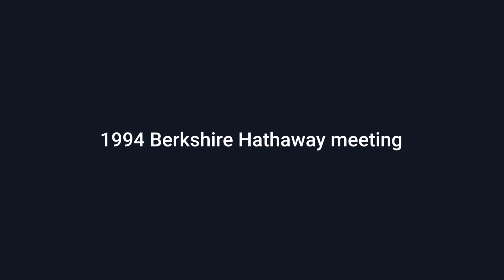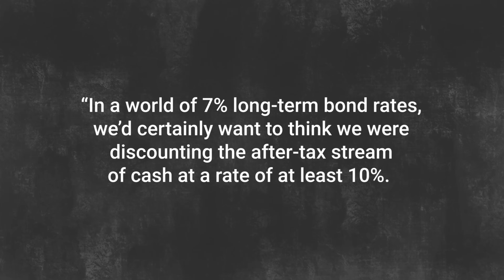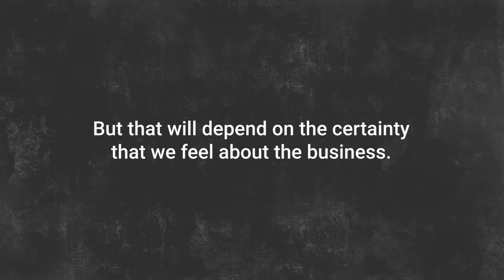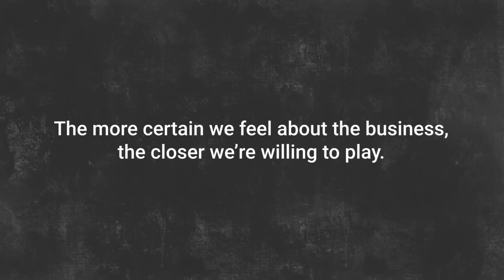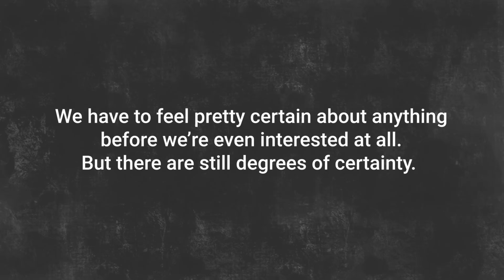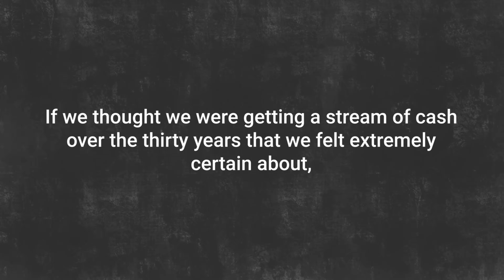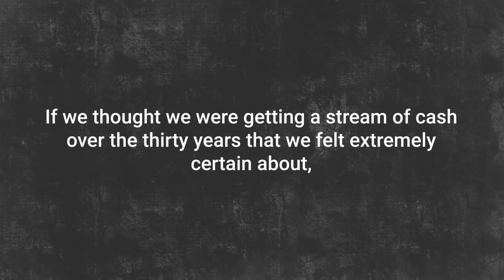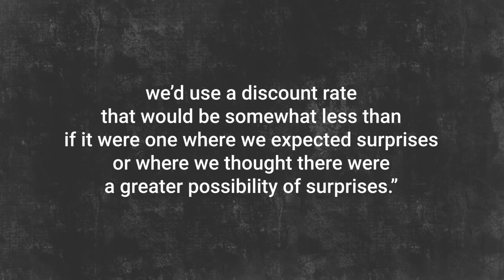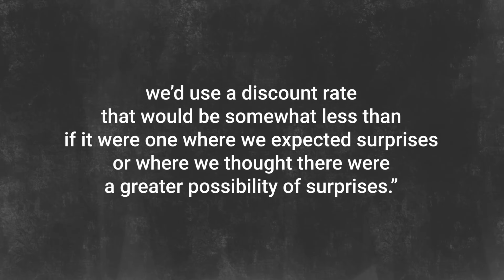However, at the 1994 Berkshire Hathaway meeting, Buffett was also quoted as follows. "In a world of 7% long-term bond rates," Buffett said, "we'd certainly want to think we were discounting the after-tax stream of cash at a rate of at least 10%, but that will depend on the certainty that we feel about the business. The more certain we feel about the business, the closer we're willing to pay. We have to feel pretty certain about anything before we're even interested at all, but there are still degrees of certainty. If we thought we were getting a stream of cash over the 30 years that we felt extremely certain about, we'd use a discount rate that would be somewhat less than if it were one where we expected surprises or where we thought there would be a greater possibility of surprises."